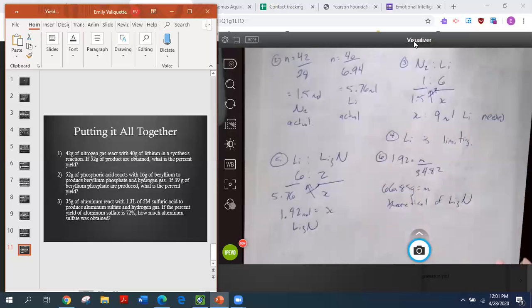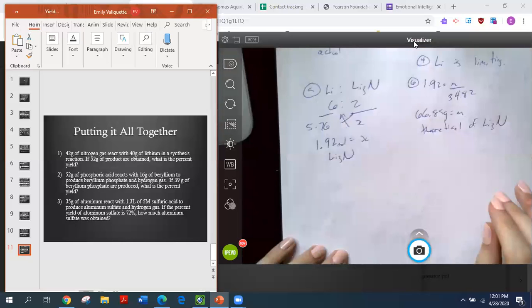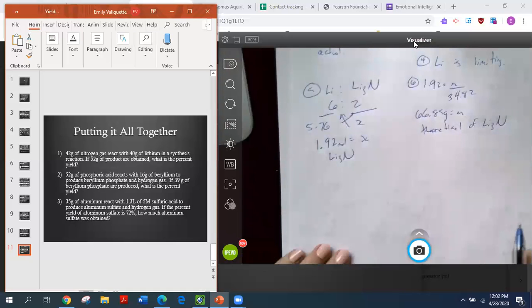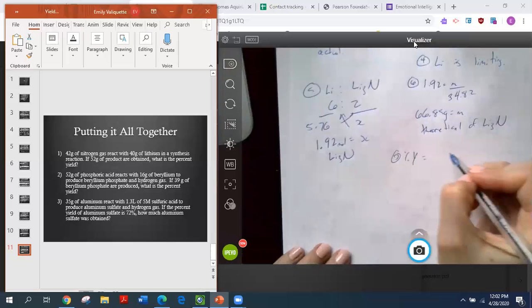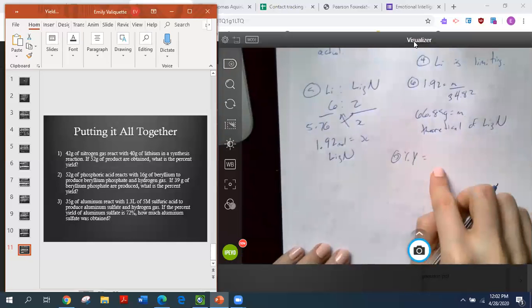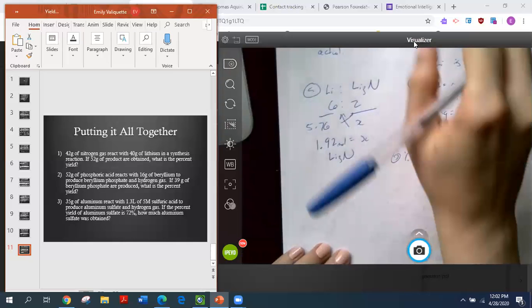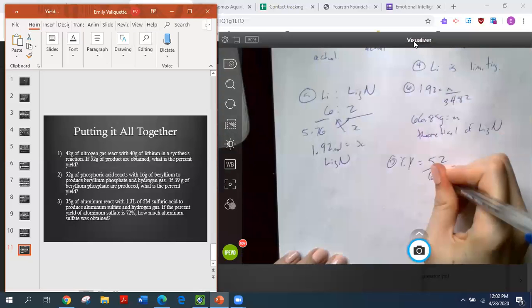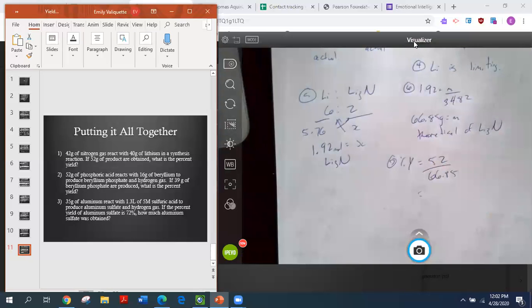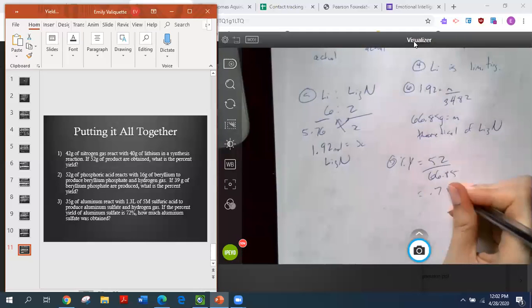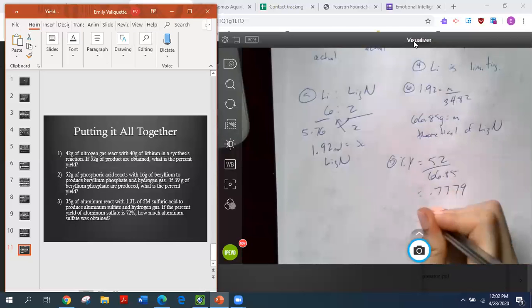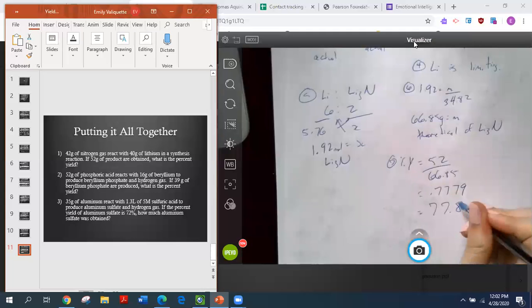Now that I have that, my final step, and the only thing that we haven't done in a previous lesson, is to calculate our percent yield by taking the actual yield, which we were given in the question is 52 grams, dividing it by the 66.85 that we just calculated, which is 0.7779-ish, and then multiply it by 100 to get about 77.8%. Okay, try the next two on your own.